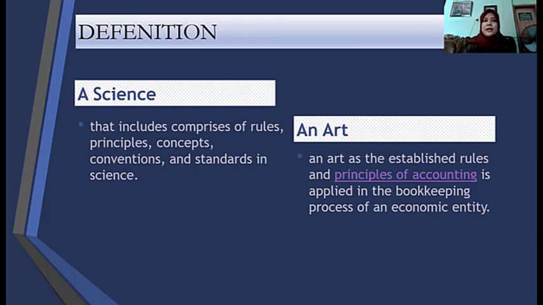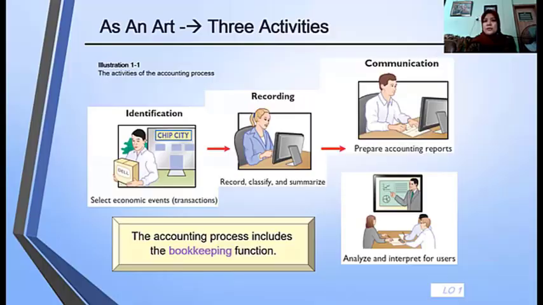As a science, it has a procedure, it has ontology, methodology, epistemology, and axiology. This is why we call accounting a science. Why do we call accounting an art? Because the procedures and principles of accounting are applied in the bookkeeping process. What is the bookkeeping process?